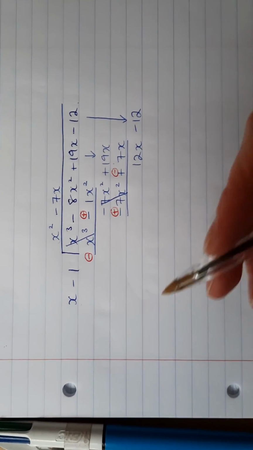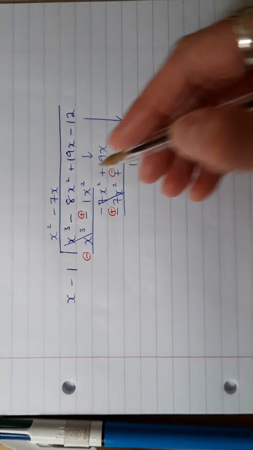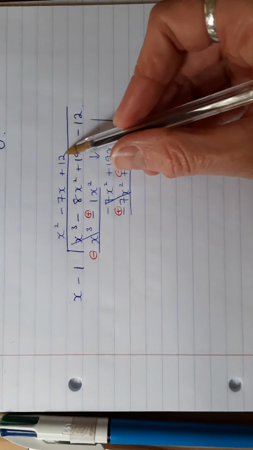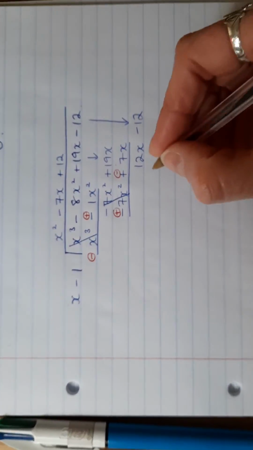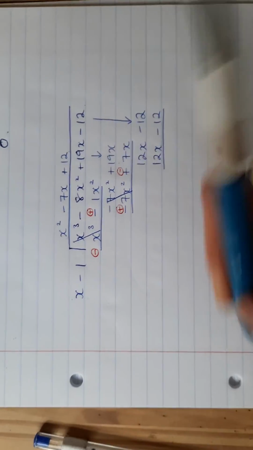So for long division, step 1, divide. First bit into first bit. x into 12x goes 12 times. Once you've done your division, now you do multiply. So the 12 gets multiplied by all of that. Draw a line, change sign.